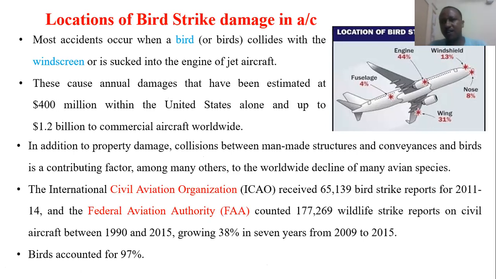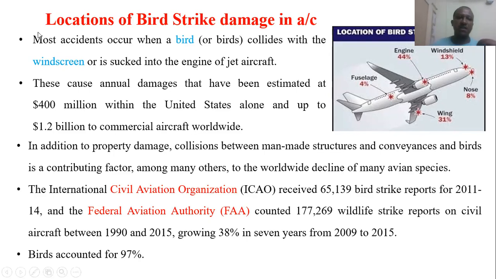Common locations of the aircraft body which face bird strikes are the windshield or canopy, the nose cones of the aircraft, the engines, which suck in the air, and also the wing and the fuselage. Most of the fuselage is exposed to bird strikes. So these are the most common locations on an aircraft where bird strikes happen.